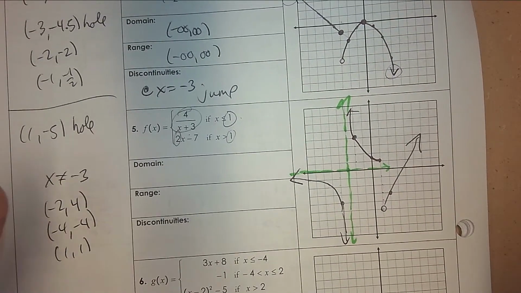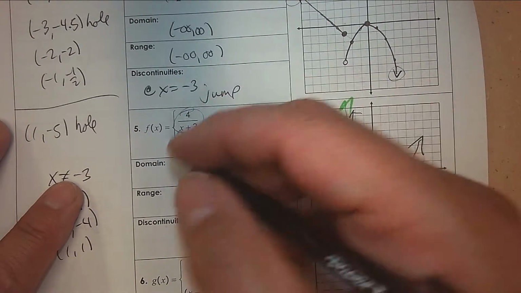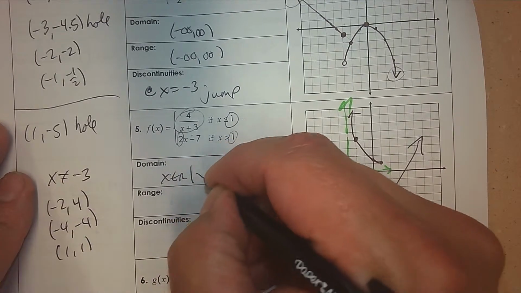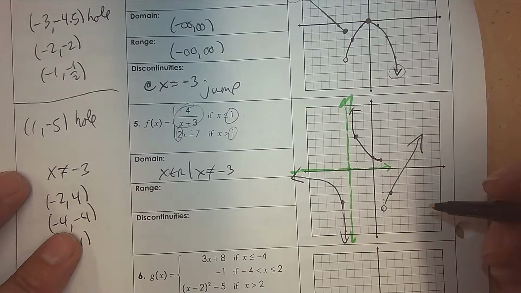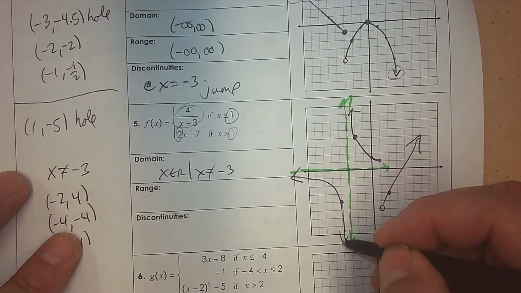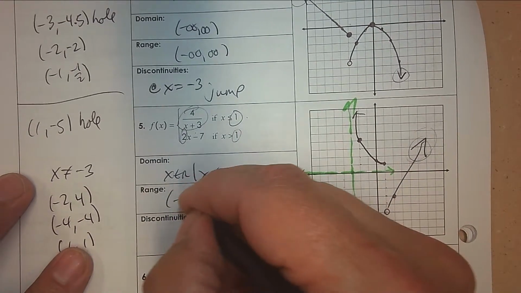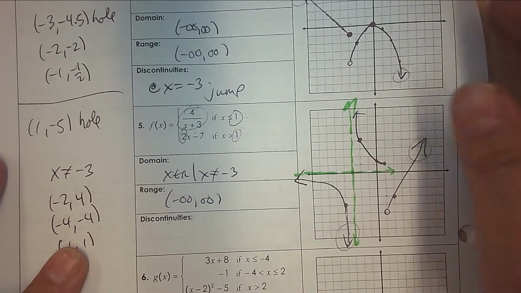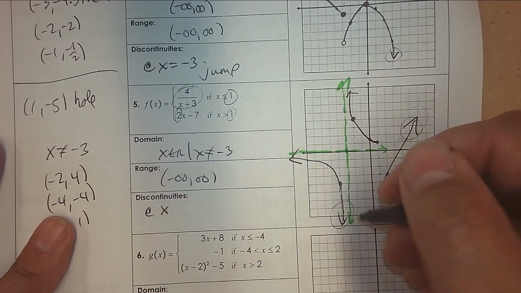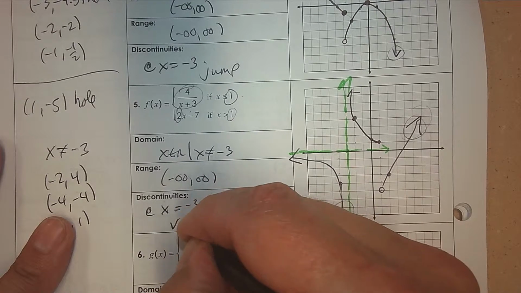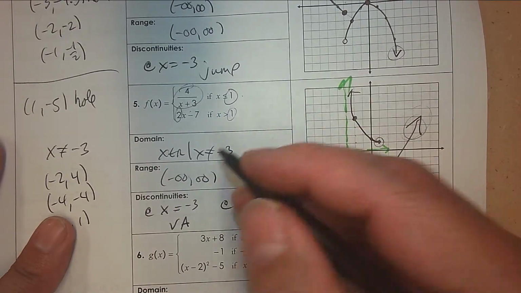The domain of this, well, there's one number x cannot be. So we know that it's all real numbers, but x cannot equal -3. The range, well, it goes down forever and it goes up forever, so you can see the two ends there. So the range is all real numbers. Is there a discontinuity? Well, there's 2 of them. So one is the asymptote at x equals -3. It's a vertical asymptote. And the other discontinuity is where there's a jump, which is at x equals 1.